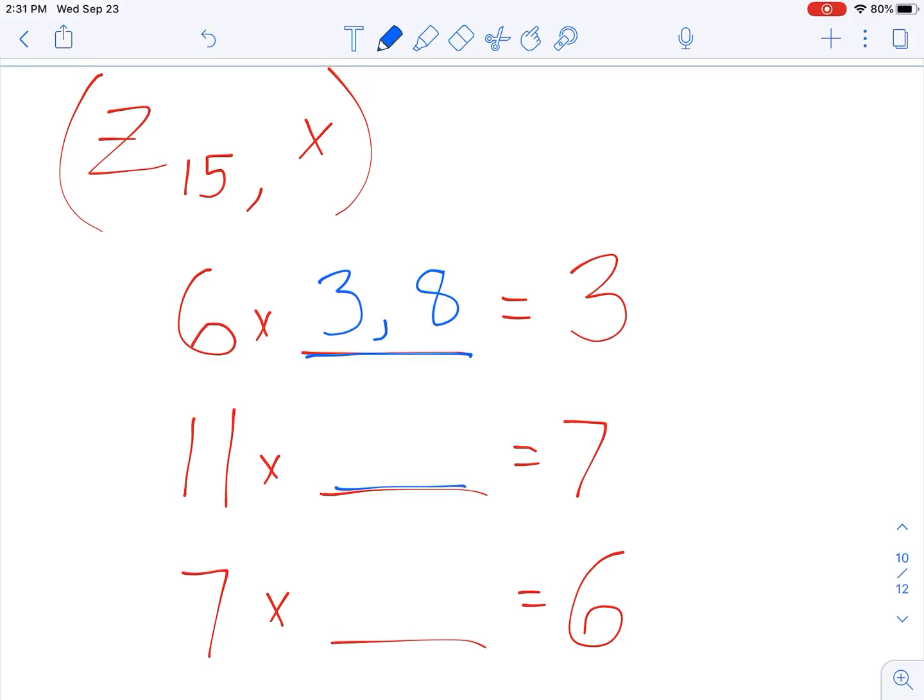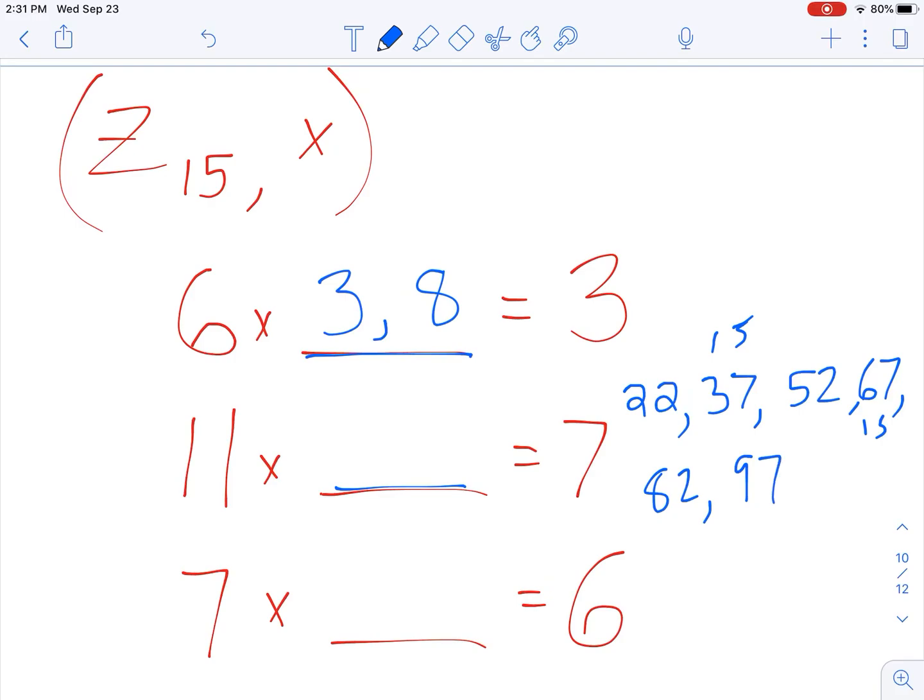Now let's look at 11 times blank equals 7. So before we do that, let's rename 7. So rename the first 5 values of 7. So those would be 22, 37, plus 15, 52, plus 15, 67, plus 15, 82, plus 15, 97. Noticing a pattern, plus another 15.